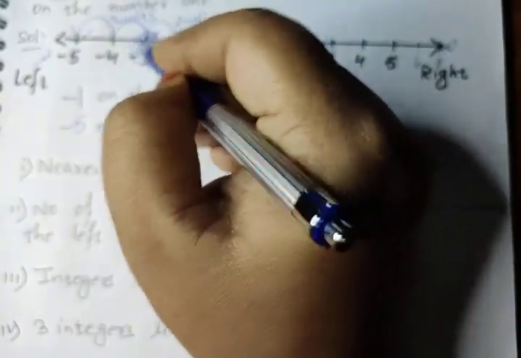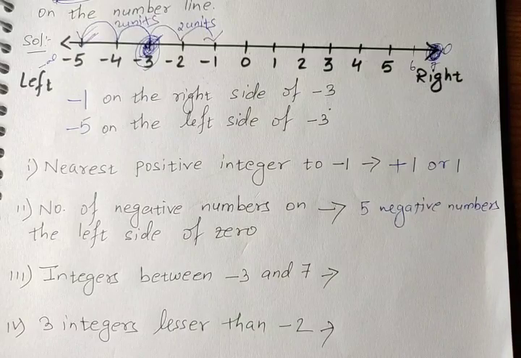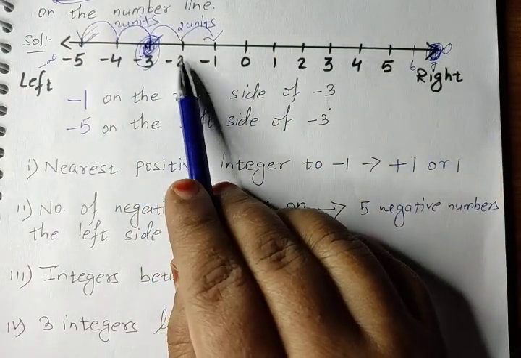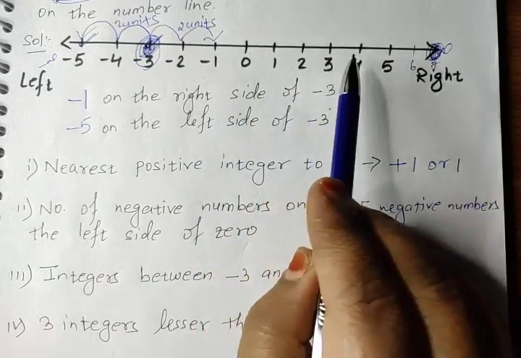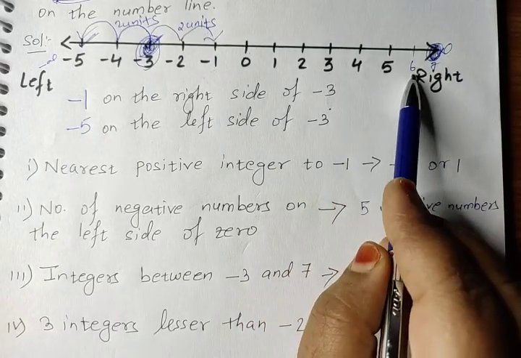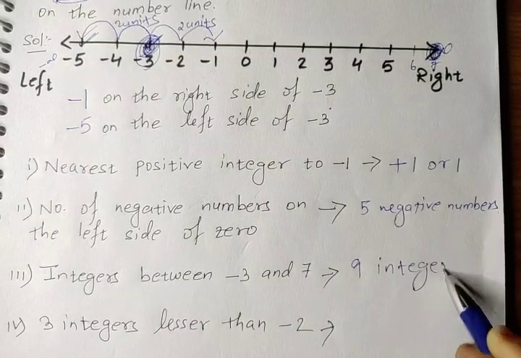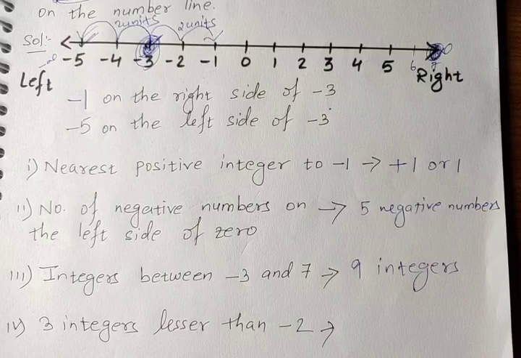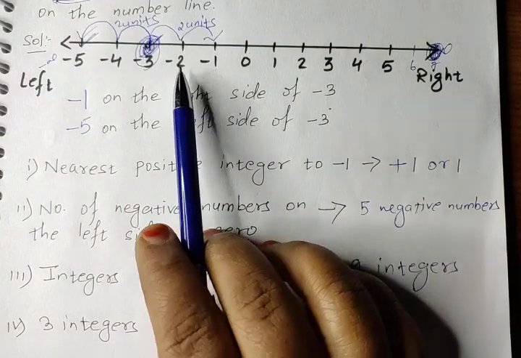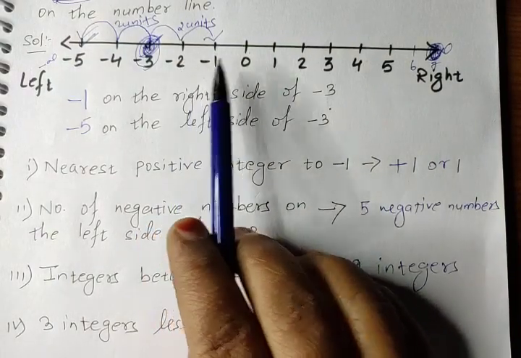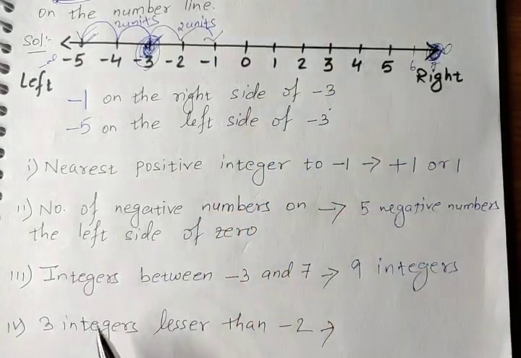So minus 3 we will point it, then plus 7 also we will point. Now how many are there between minus 3 and plus 7? 1, 2, 3, 4, 5, 6, 7, 8 and 9. Total how many integers? 9 integers. Okay, there are 9 integers which lie between minus 3 and 7. What are those 9 integers? Minus 2, minus 1, 0, 1, 2, 3, 4, 5 and 6.